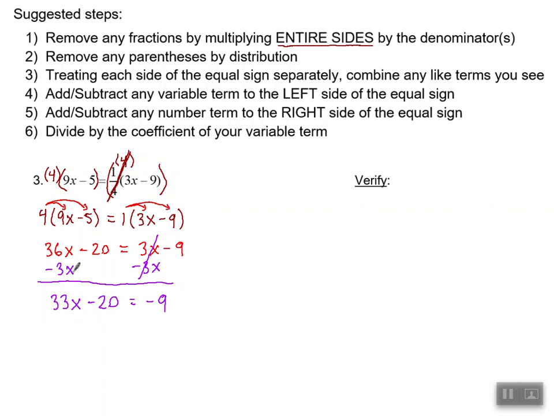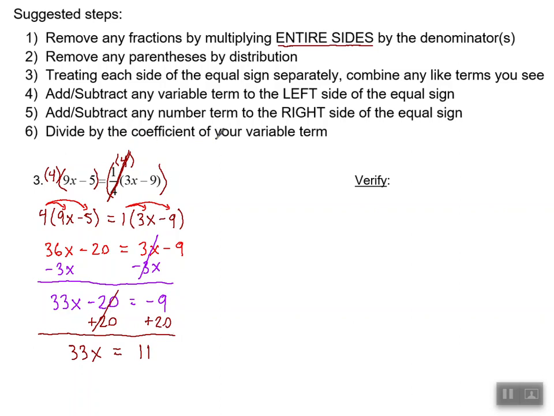Once I move the variables to the left side, I'm going to move the numbers to the right side. So this negative 20, I'm going to put a positive 20 underneath it. I'm going to put a positive 20 on the other side of the equal sign. Draw my line, and this cancels away. I have 33x is equal to negative 9 plus 20 is 11. One final move.